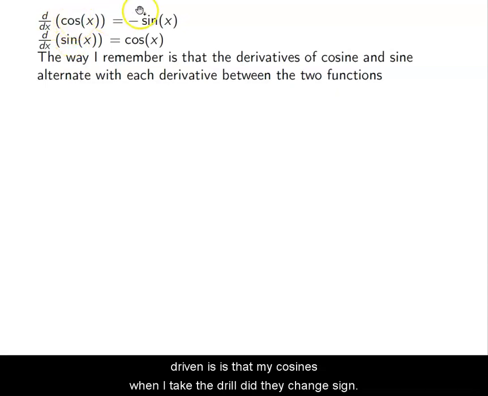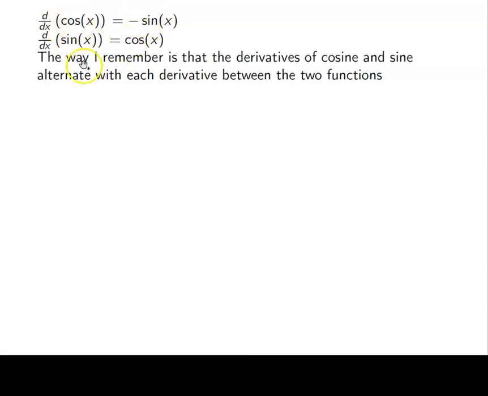The way that I remember these things, if I take multiple derivatives, is that my cosines, when I take their derivative, change sign. My sines, when I take their derivative, stay the same. C for change signs, S for stays the same sign. Right? That's how I remember it. It always goes cosine to sine.